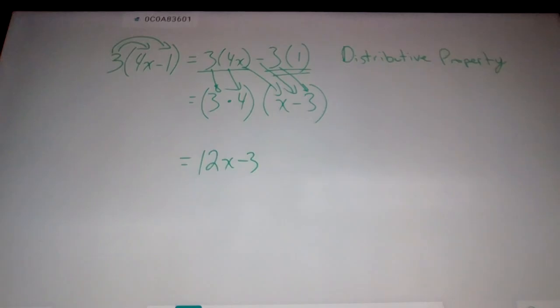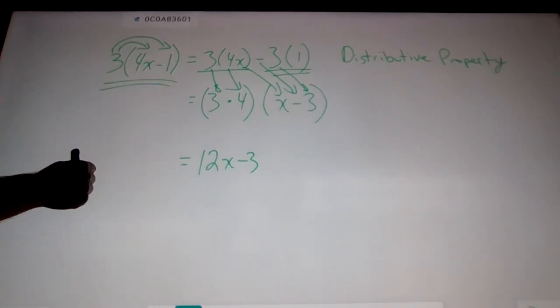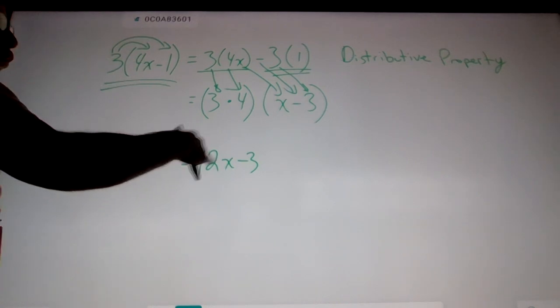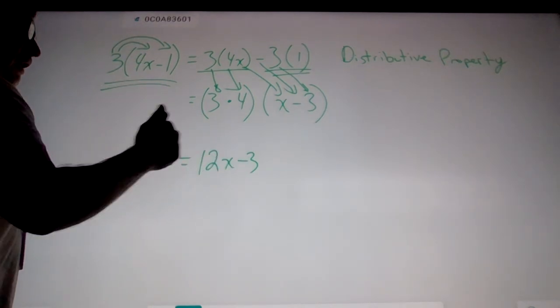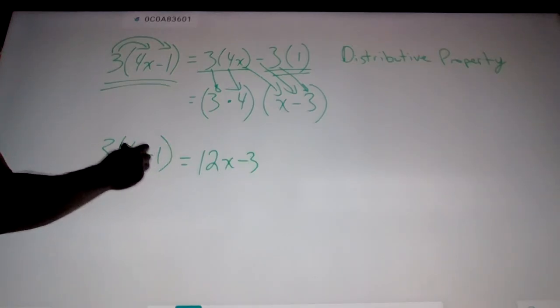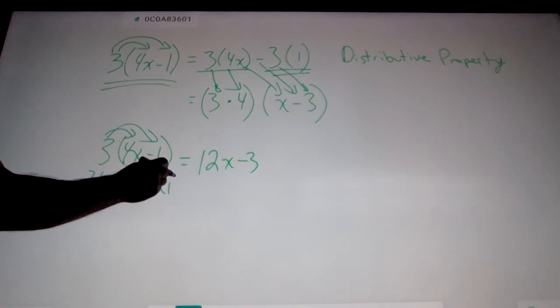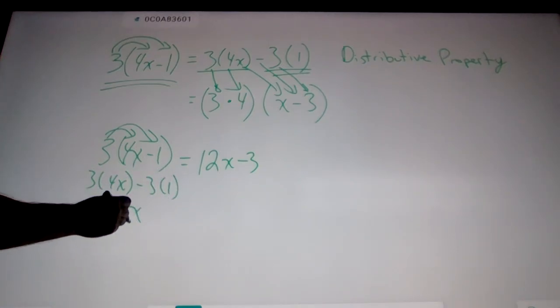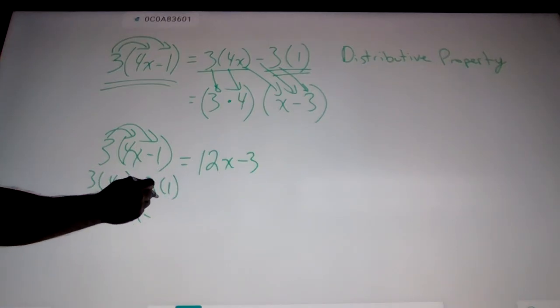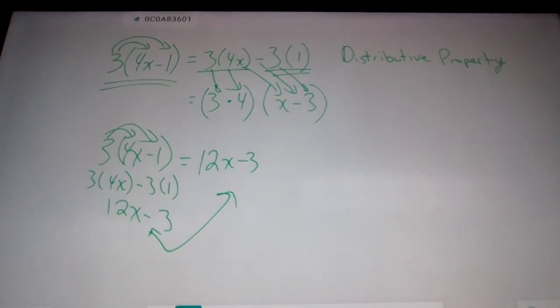These are equivalent expressions. 3 times (4x minus 1) is the same thing. It's equivalent to 12x minus 3. All we've done is distribute here, okay? 3 times 4x minus 3 times 1, 12x, multiply these two together, minus 3 times 1 is 3. Those are the same. Okay?